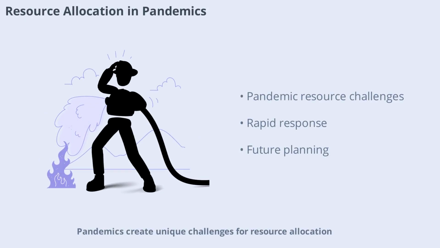Pandemics create unique challenges for resource allocation. Sudden increases in demand for care, equipment, and staff require rapid and flexible responses. Health economics helps prioritize resources such as vaccines or ventilators to maximize public health benefits. Lessons from pandemics can inform future planning and strengthen healthcare systems.